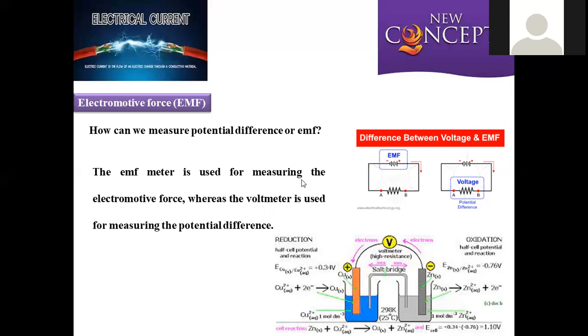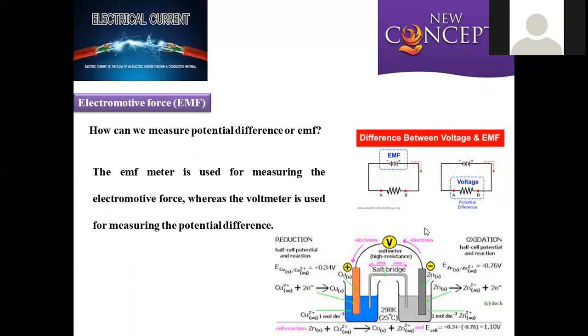The EMF meter is used to measure the electromotive force, whereas the voltmeter is used to measure the potential difference. As we already discussed, there is a slight barrier line between EMF and voltage or potential difference, right? EMF is conveniently measured by the device called the EMF meter, whereas the voltmeter can be conveniently applied for measuring the potential difference.